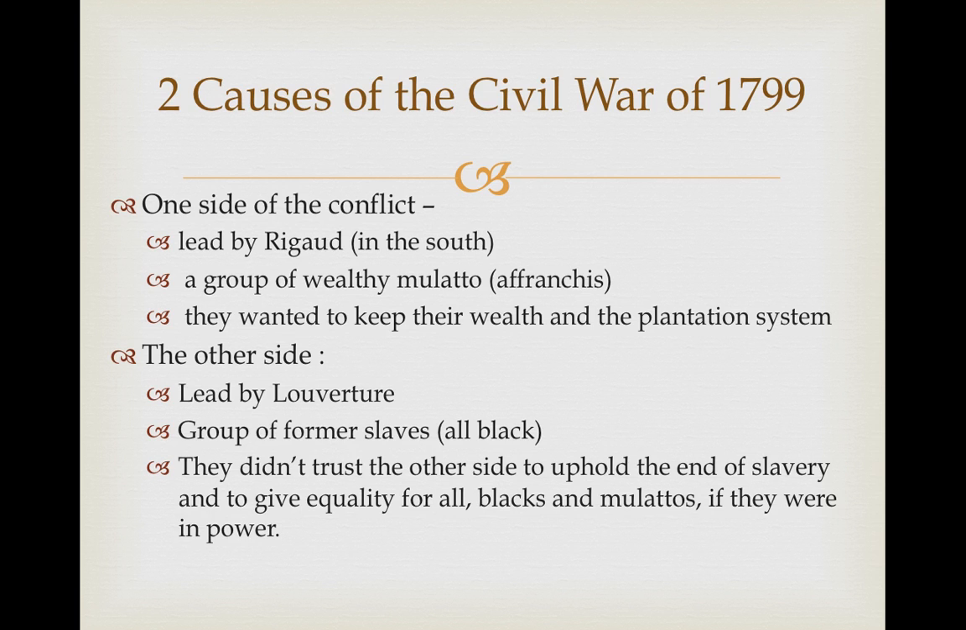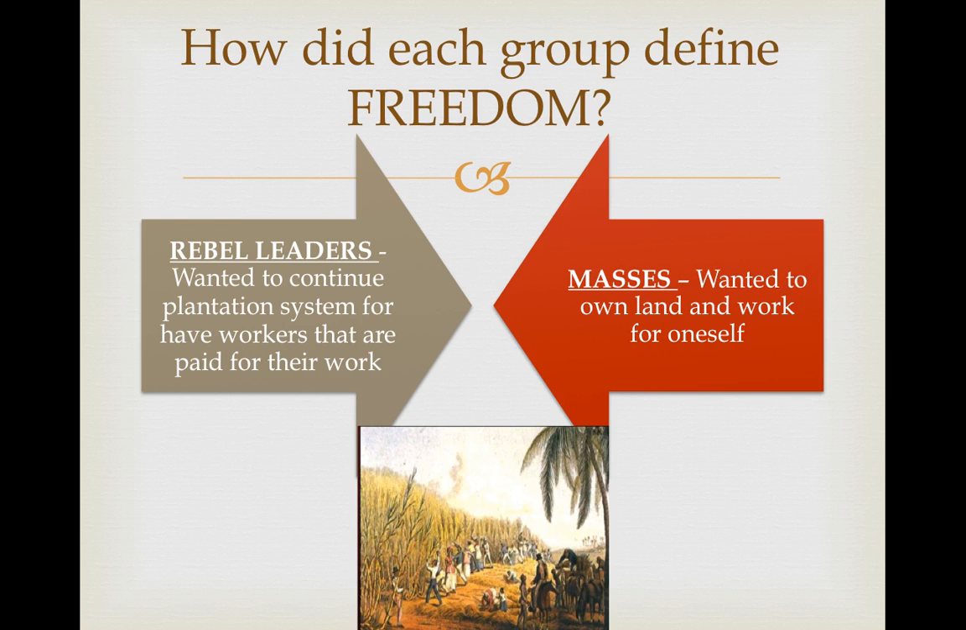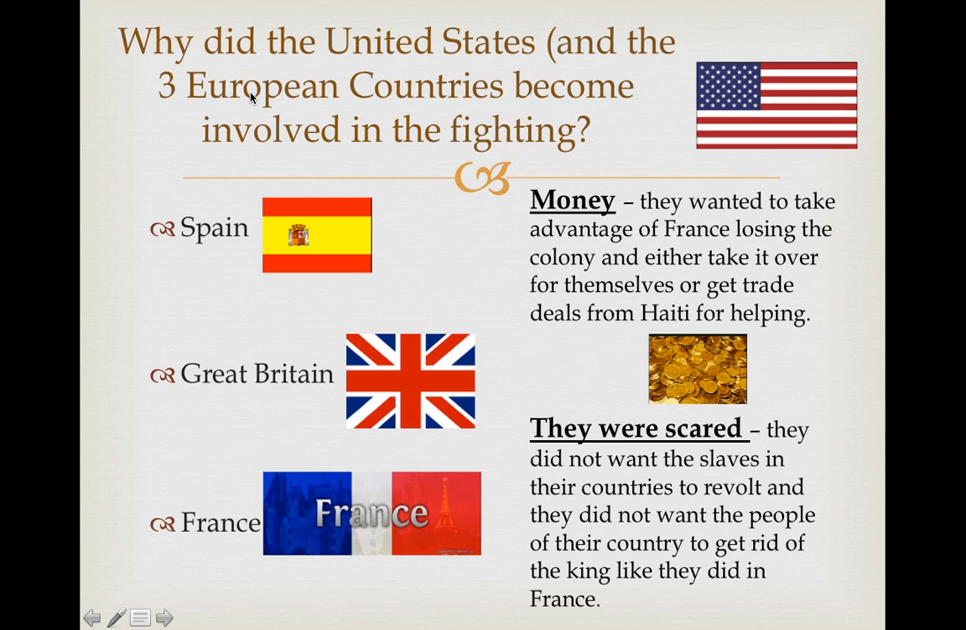The next question on the study guide was, why did the U.S. get involved? So this stands true for not only the United States, but the other countries that became involved in the fighting. But basically, it came down to money, which it usually does. So the U.S., as well as the other countries, wanted to take advantage of France losing the colony and either take it over for themselves or get that deal for trading. And they were also scared that their slaves would revolt and that they would have that type of revolution on their hands for the U.S.